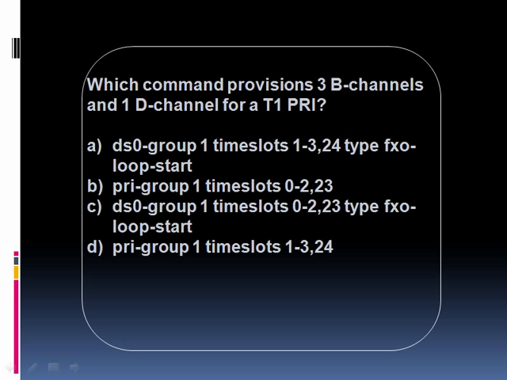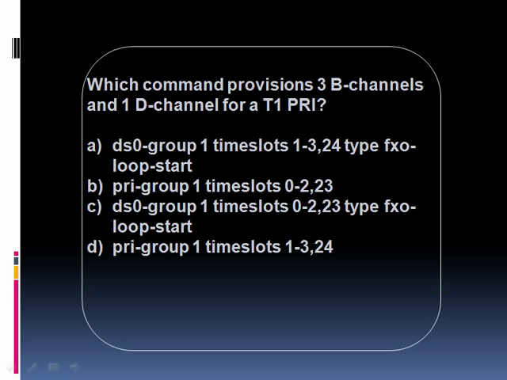Well, first, notice that the question is specifying a T1 PRI, primary rate interface. In other words, we're using common channel signaling. We're not using CAS, channel associated signaling. If we were using channel associated signaling, we would start to provision those channels with the DS0-group command. But that's not what we're doing. We're using CCS, common channel signaling, for ISDN. So we know it starts with pri-group. But where does the numbering start?